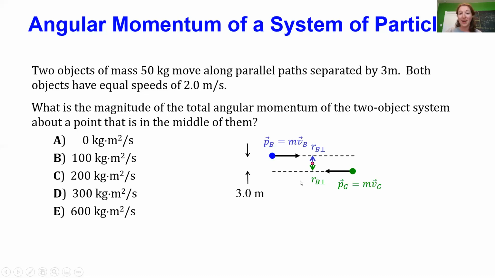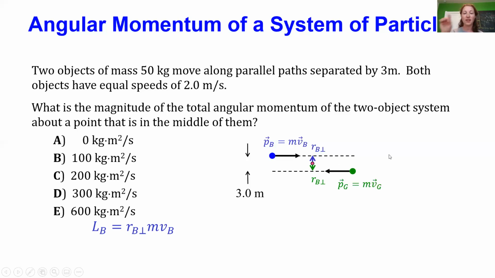But that would only happen if the angular momentums also pointed in opposite directions. And to do that, we need to do r cross p for each particle. So for the blue particle, we've already calculated its magnitude, but now we need to think about its direction. R goes from the pink dot up to where the blue particle points, and then I need to turn my hand so that my fingers curl towards p, which means my thumb is pointing into the page and my fingers are curling clockwise.